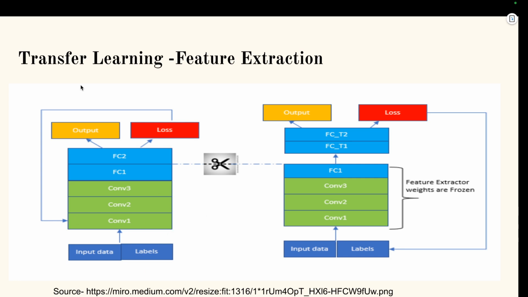Example: this is the pre-trained model. Input data and labels are given. The images are passed through the different convolution blocks and then the fully connected layer. Only this part, the CNN part of the pre-trained model, will be frozen, and we utilize it in our new task. These feature extractor weights will be frozen, and here you can add your own new data set or test with unseen images, and add a new classifier layer in the feature extraction approach.